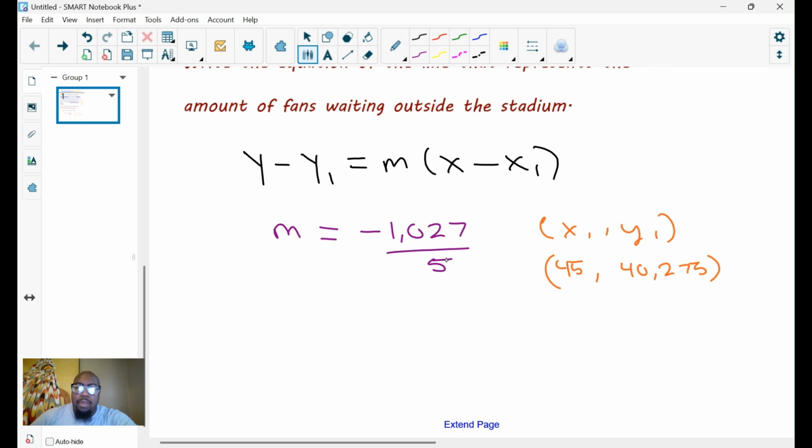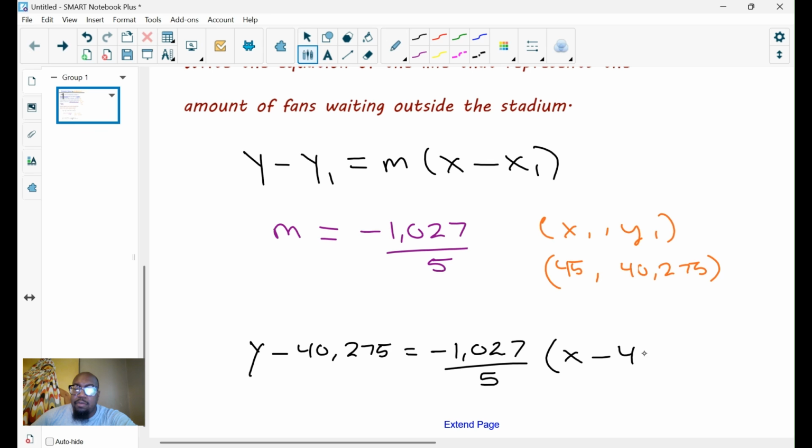So here we go. Let's go ahead and write the simple equation that we have. We're going to say y. I'm going to change the colors right quick. There we go. So we're going to say y minus y1, which is now 40,275, equals the rate, which is m, which is also another name for slope. So it's going to be negative 1,027 over 5 times x minus x1, which is going to be 45. Okay. And there we go.